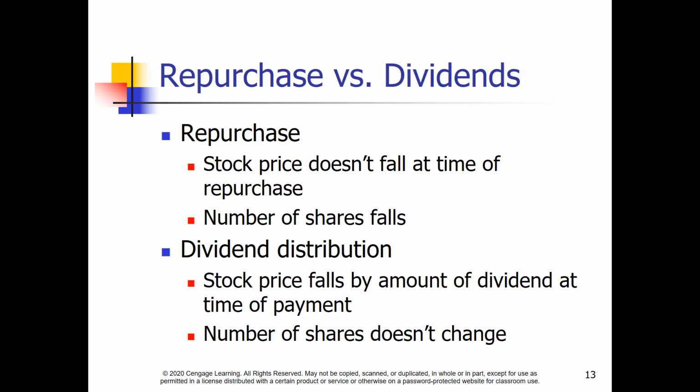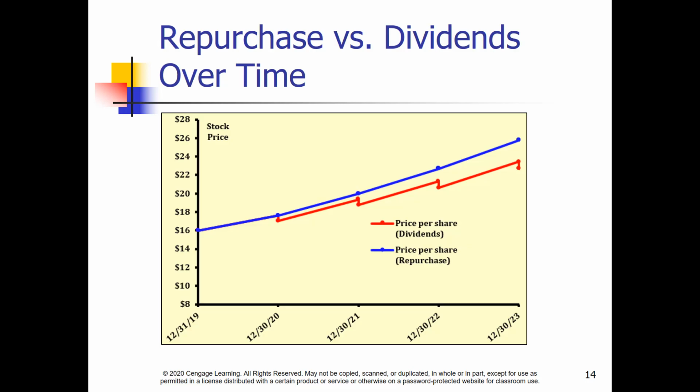Looking at a stock repurchase versus a cash dividend, we see major differences. With the repurchase, the stock price stays constant, but the number of shares declines. With a cash dividend, the number of shares remains constant, but the share price declines. This graph demonstrates that over time, cash dividends tend to depress the stock price below that which would have been maintained with stock repurchases.